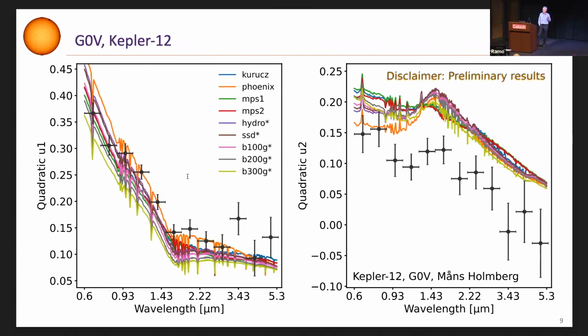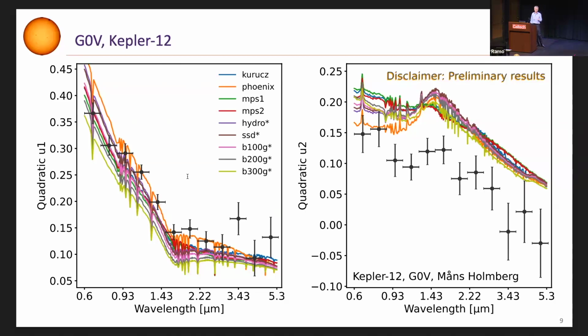All right, good. So I'm going to show you a G0 star, a K1 star, and an M4 star, not in that order. This is the G0 star. It's Kepler 12. The data was provided to me by Mons Holmberg. That's the black crosses. It's been binned in wavelength, which is what the horizontal aspect is. And they have some Bayesian uncertainty, which is what the Y error bars are. And you can see that this is just a single transit, and we can't really tell which model is right.